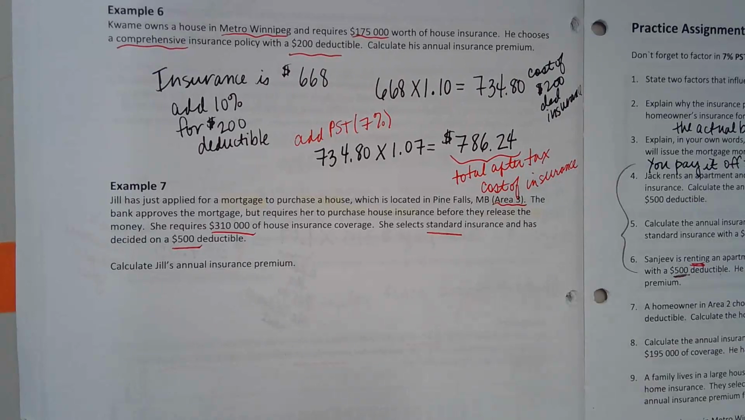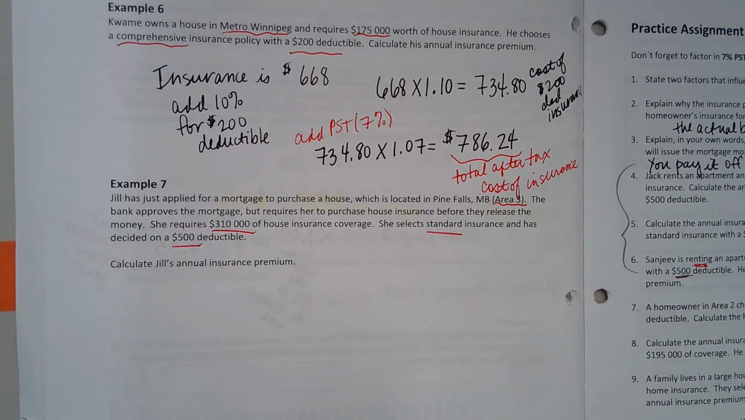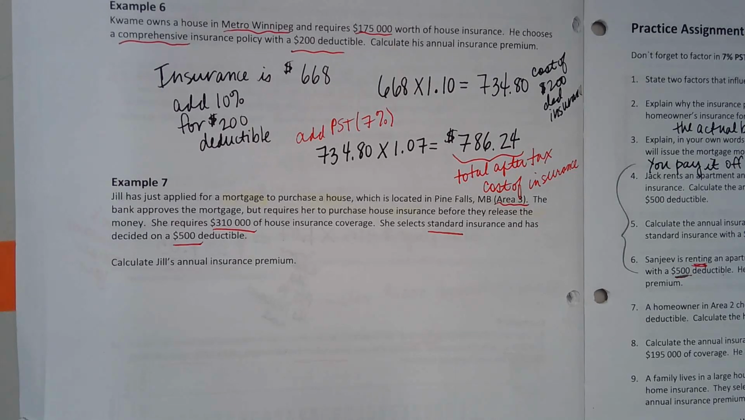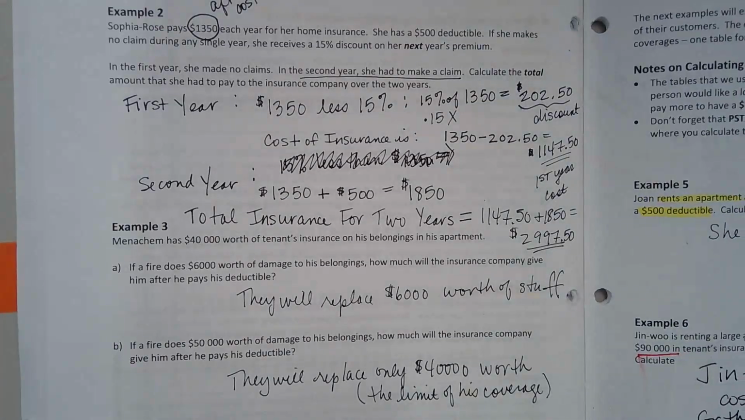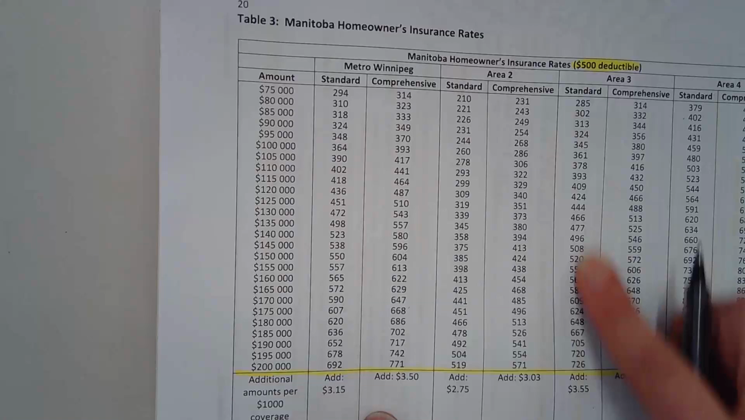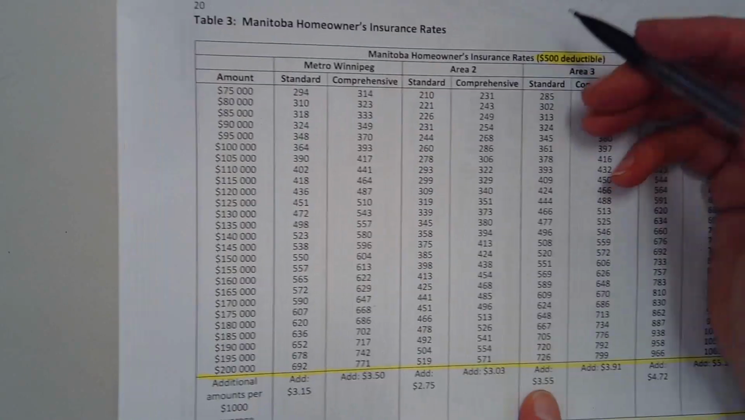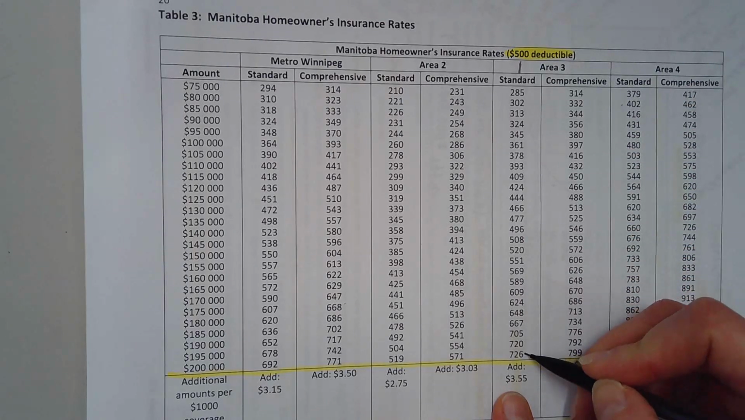Okay, so I'm looking for area 3, standard, 500 deductible is nice, right? Because I don't have to add that extra step in. All I have to do is add the tax at the end. So let's look for area 3, 310,000. Oh, and it was standard, right? Okay. Area 3 standard, this is the column I'm in, right here. 310, what's the problem?